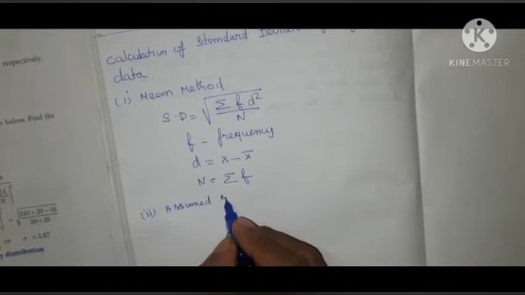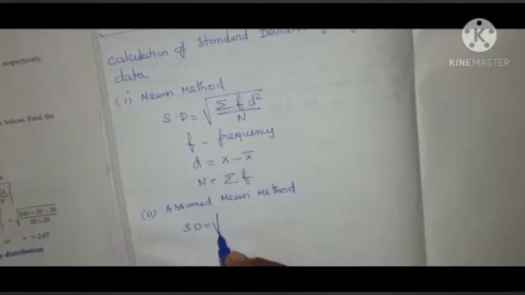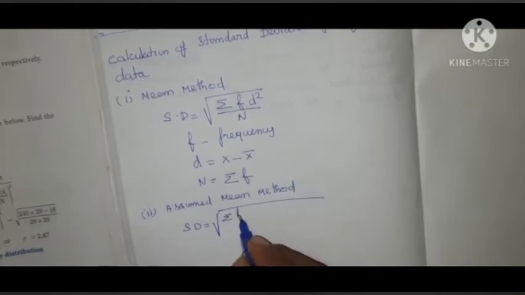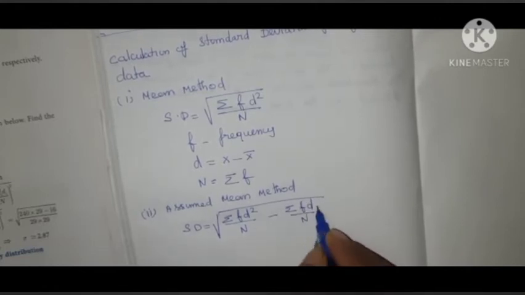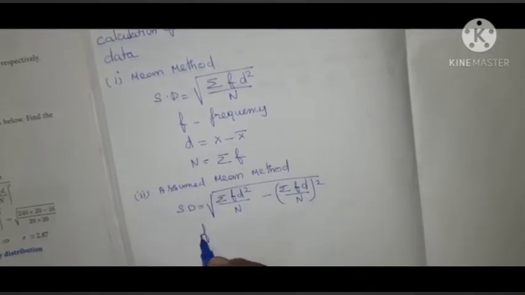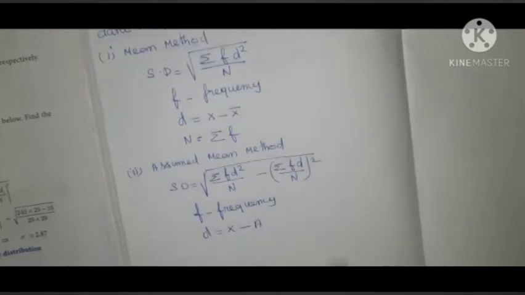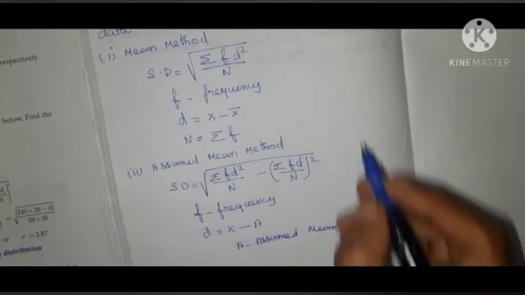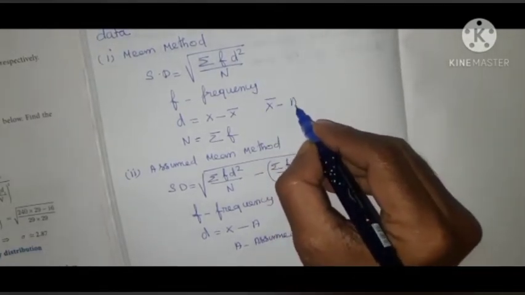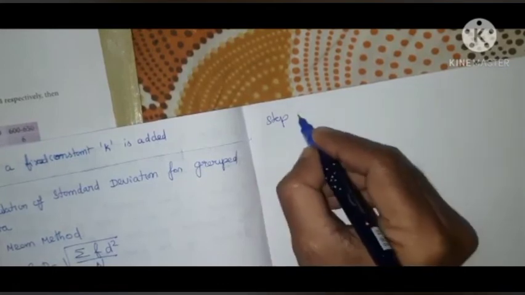Assumed mean method. Standard deviation is equal to root of sum of f d square by N minus sum of f d by N the whole square. f is frequency, d is x minus a, a is the assumed mean, x bar is the arithmetic mean. N is sum of f.